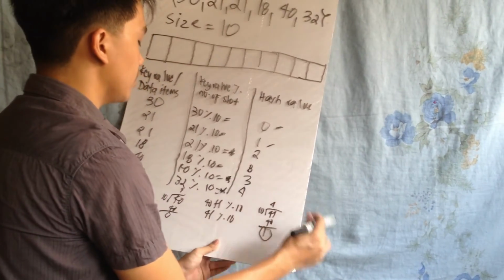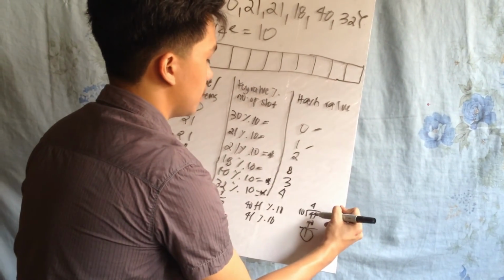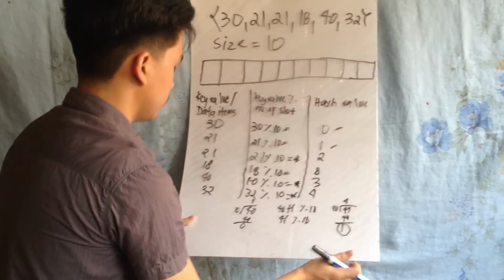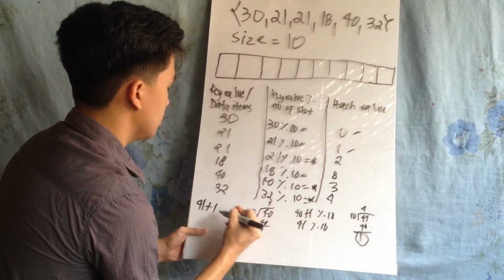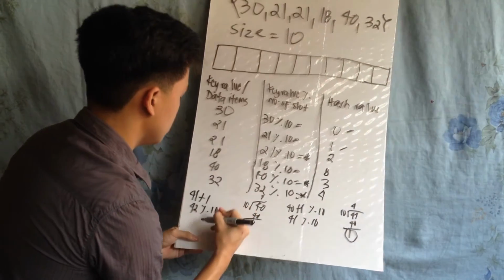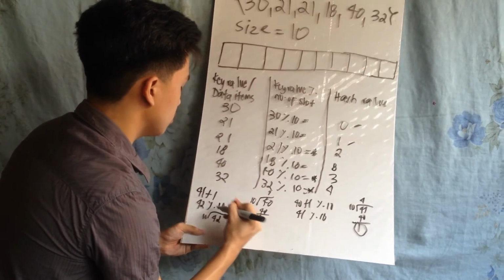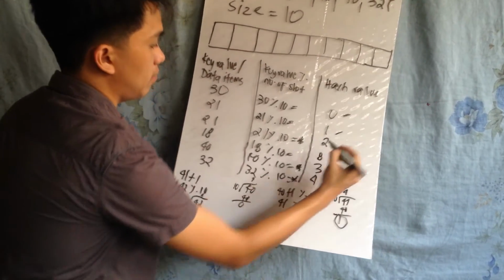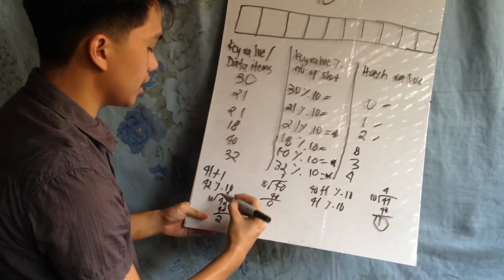So, we'll just do the same thing again. We'll add 1 to the current value, 41. So, 41 plus 1 is 42. Modulo 10. So, 42 divided by 10 is 4. 4 times 10 is 40. So, 2. There's also already a hash value 2. So, we'll do the same thing again.